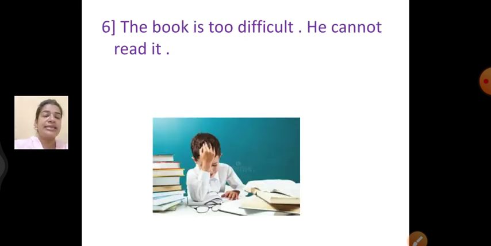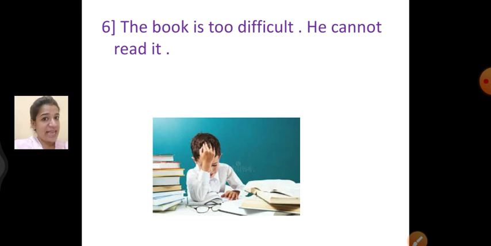Now see the sixth one. The book is too difficult. He cannot read it. I'll repeat again. The book is too difficult. He cannot read it. The child is so tensed because he is not able to read the book. Okay, so how are you going to write the sentence now?